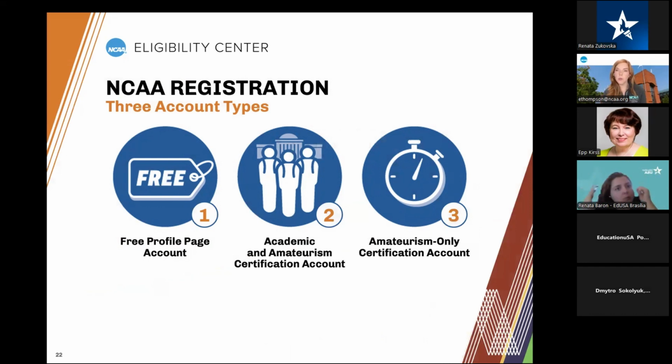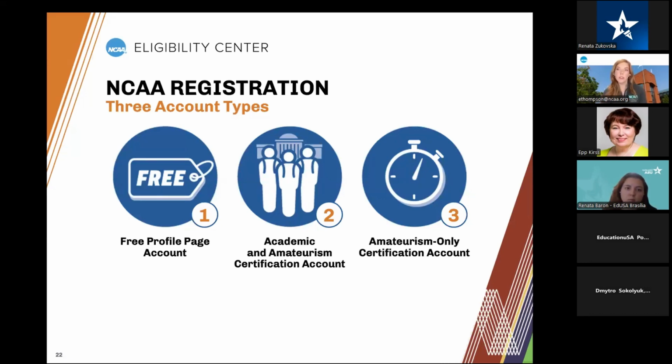The first is our free profile page account. So maybe you have a little bit of interest in this, but you're not quite sure yet if this is the path for you going to a college or university in the US. That's why we recommend our free profile page. There's no cost associated with it. It gets you registered, it gets you receiving information as far as what you would need to send to us, what the requirements are, our newsletters, so that you stay up to date and can prepare if you end up being recruited and have interest in attending an NCAA school.